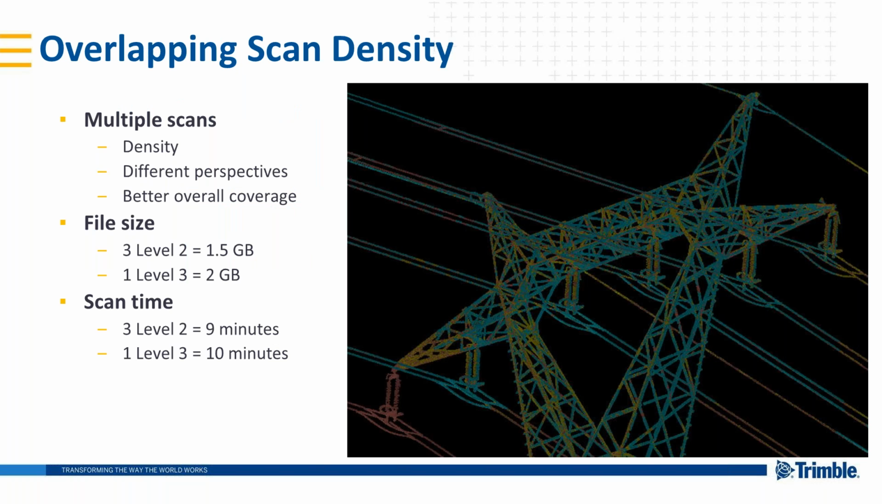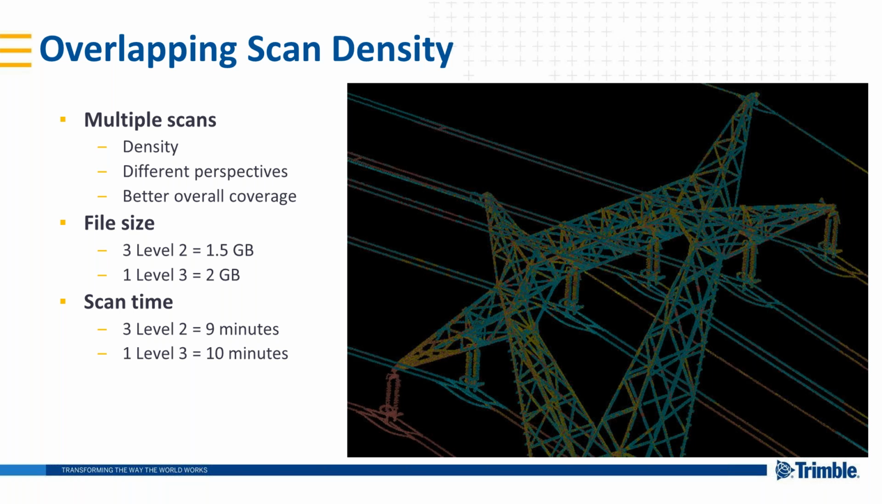Now, I want to stress that when scanning complex objects, you typically get more detail from multiple overlapping lower density scans. Multiple scans can provide good density, and collecting data from different perspectives can give you better overall coverage than taking a few number of higher density scans. The total file size and scan time will typically prove to be more productive as well.